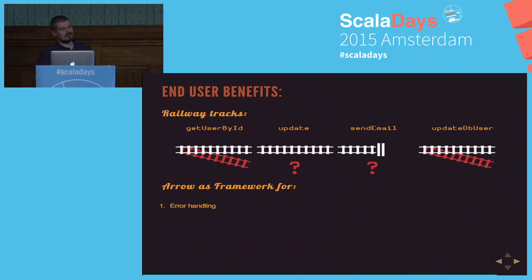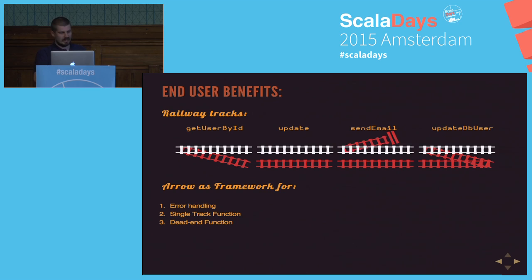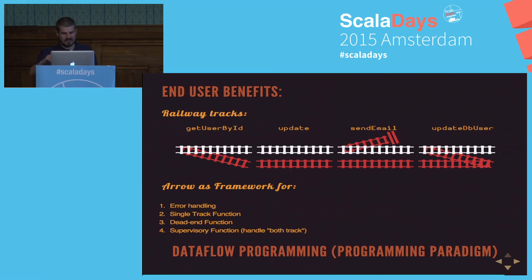First, it's errors. Our functions can have errors, and in the Arrow framework we have error handling. Second, we have some single-track functions like update or send email. Next one is the end function, like send email. It should return nothing. And the last one is the supervisory function, where we should merge the previous result, maybe an error, with the update database result. And it is a very well-known programming paradigm, named data flow programming.